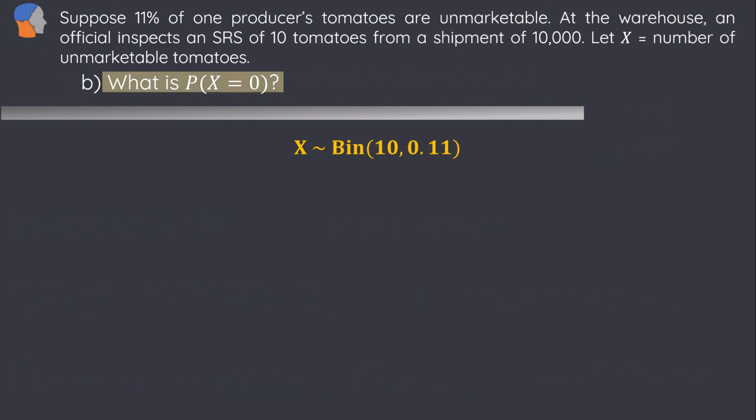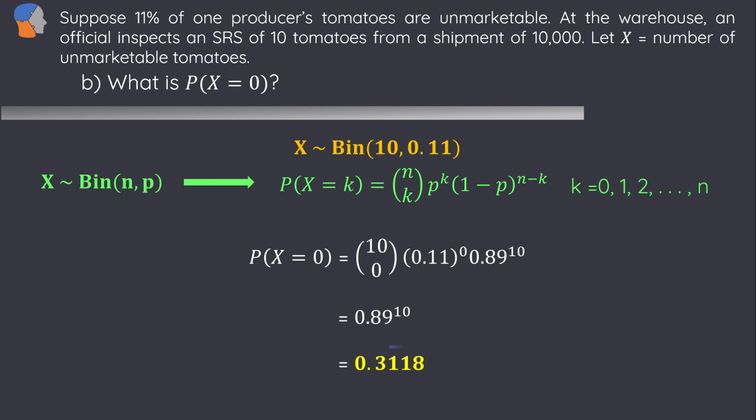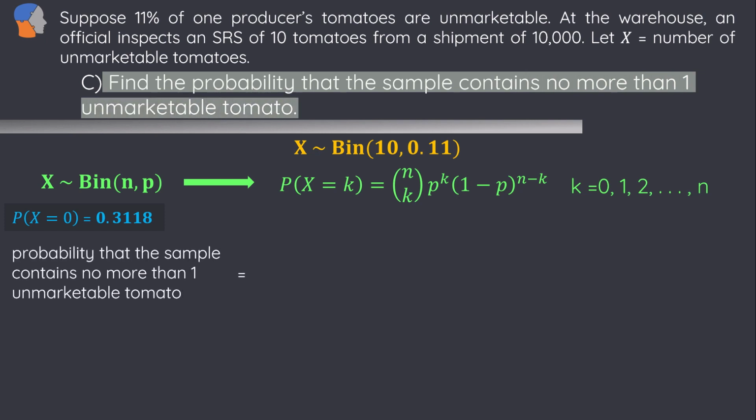Now go to part B. Asking the probability X equals 0. Probability mass function. Here we compare with the formula. Both have equal sign. Therefore, k is 0. Now we know k, n and p. So we can plug the numbers into the probability mass function formula, and the probability of X equals 0 is 0.3118.